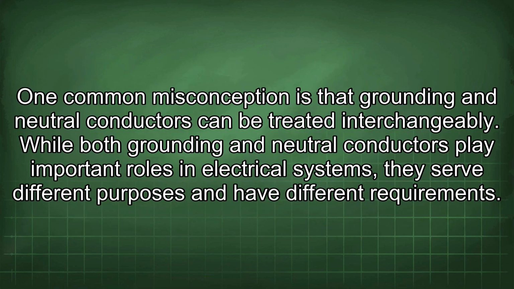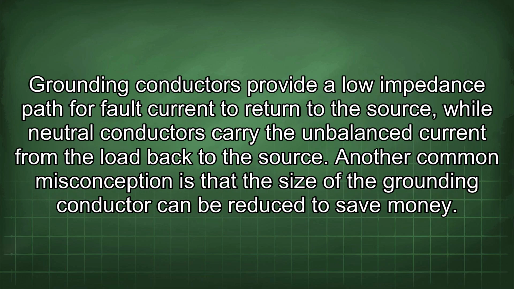One common misconception is that grounding and neutral conductors can be treated interchangeably. While both grounding and neutral conductors play important roles in electrical systems, they serve different purposes and have different requirements. Grounding conductors provide a low impedance path for fault current to return to the source, while neutral conductors carry the unbalanced current from the load back to the source.